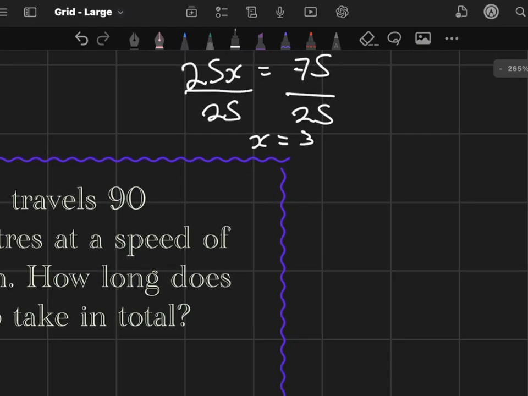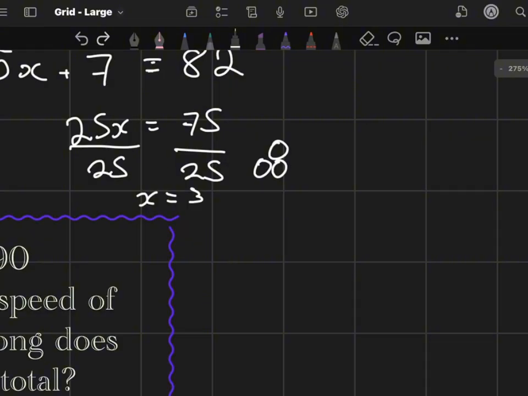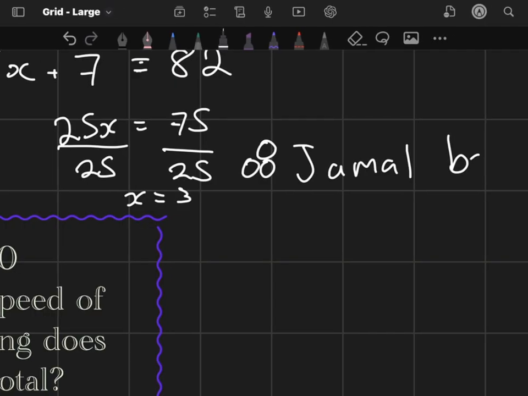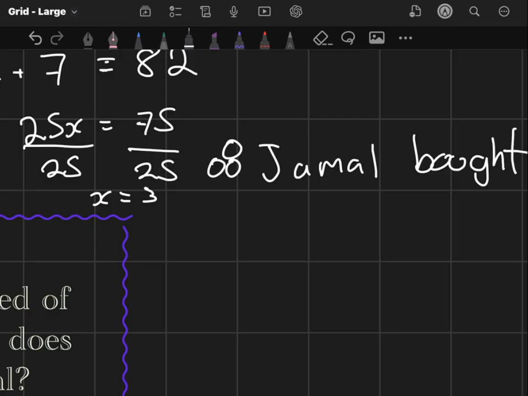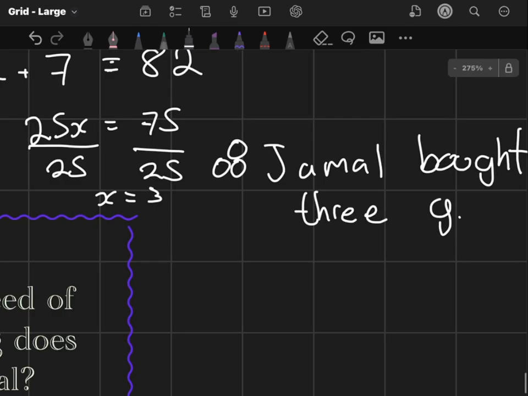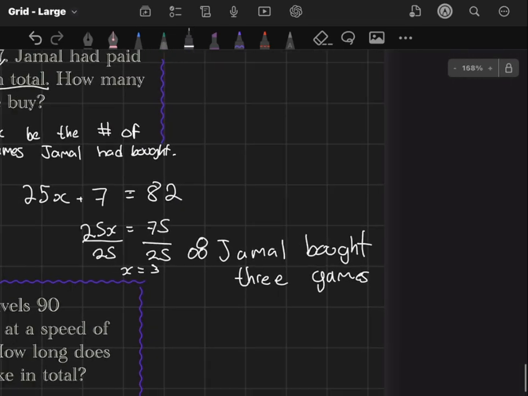At the end, we should write a therefore statement. A therefore statement is simply a way of finishing your word problem. Therefore, Jamal bought 3 games. Let's move on to the next question.